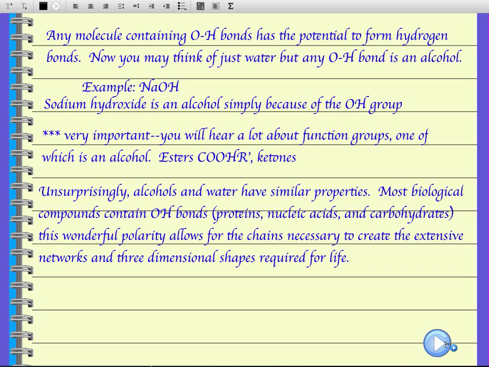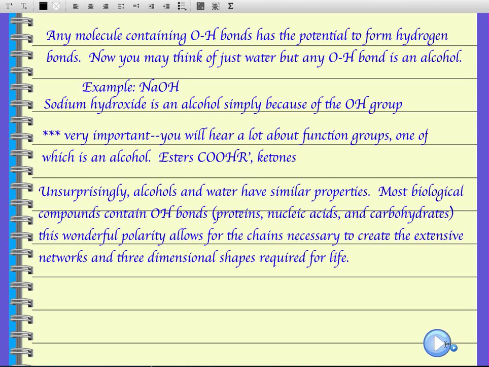So you're going to hear a lot about functional groups at some point. And one of these functional groups is alcohol, which is the OH. Others that you might encounter are the esters, the COOR', meaning the COO is the functional group and the R' is everything that comes off of it. And you might see some ketones.